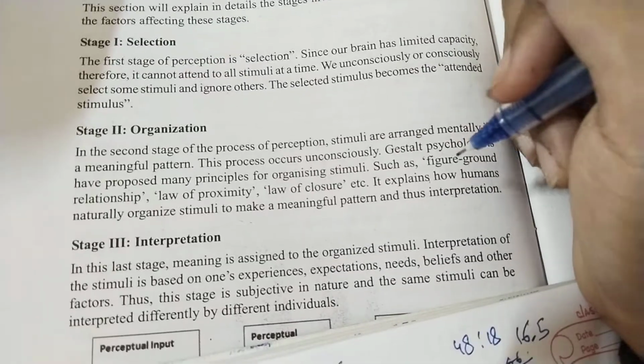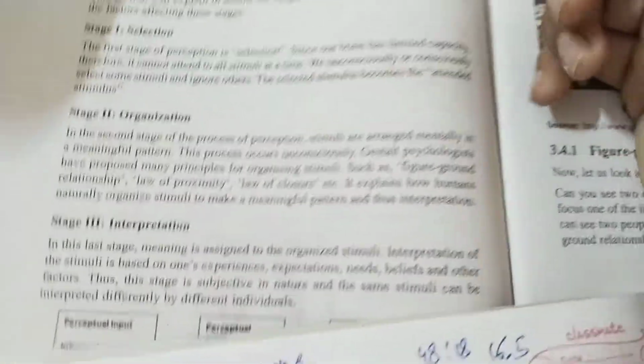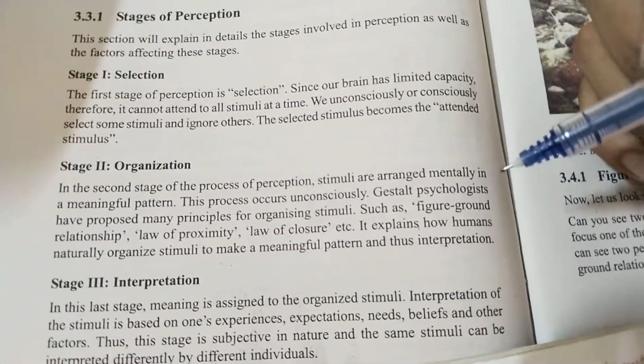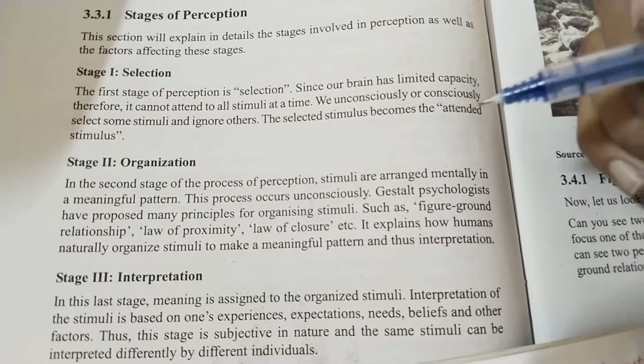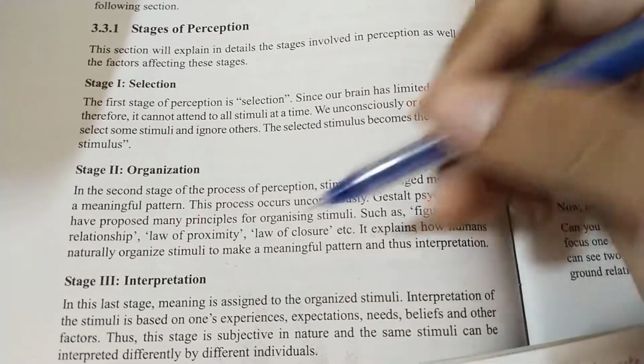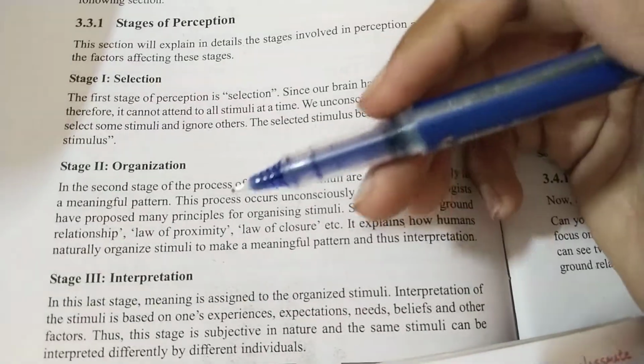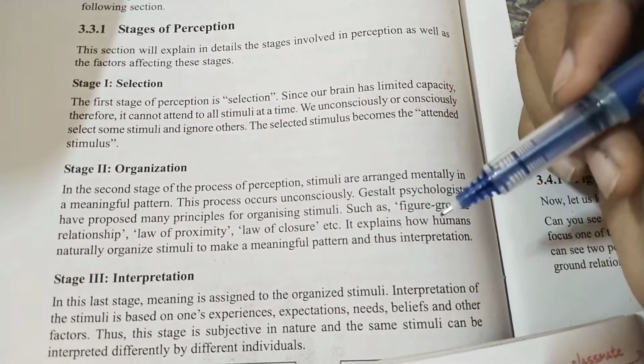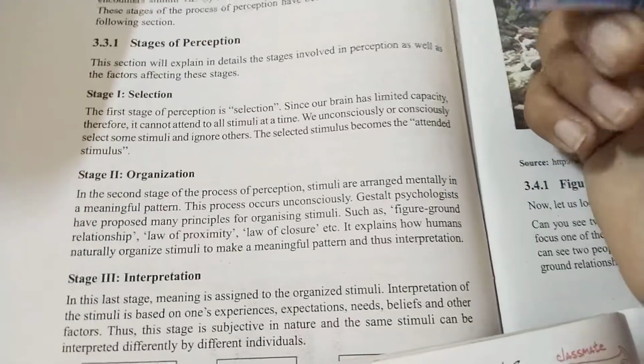So these are the kinds of weird names. Well, anyways, these are the kinds of different ways in which humans can organize their stimuli. These are given by scientists. It explains how humans naturally organize stimuli to make a meaningful pattern and thus interpretation.